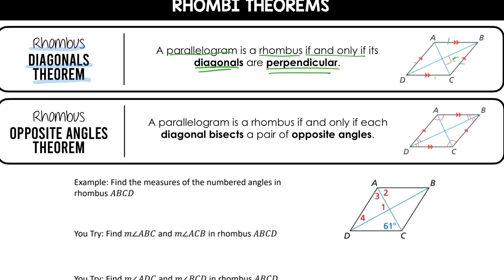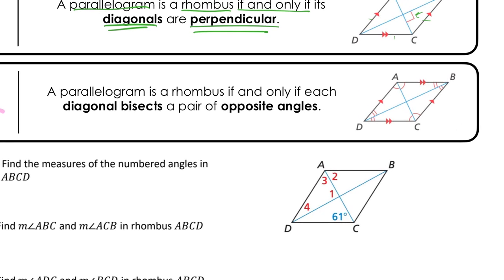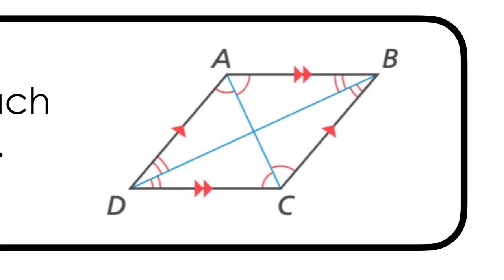And then we also have something called the rhombus opposite angles theorem. And it says a parallelogram is a rhombus if a diagonal bisects a pair of opposite angles. So looking at this picture here, this diagonal is bisecting the angles, right? So like this piece equals this piece. So if this was 20, this would also be 20. And then the same thing is happening over here, right? This piece is going to equal this piece. And that's because a rhombus has some symmetry, right? Because it's got those 4 equal sides. So the diagonals bisect the angles.